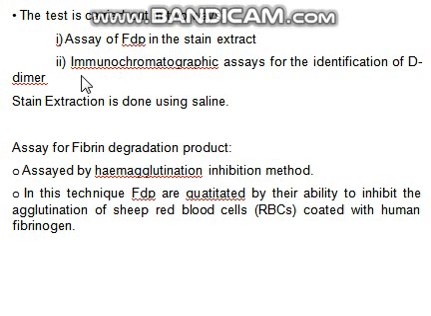The other test that you can go for is the immunochromatographic assay for the identification of D-dimer. Before going through these tests, the first prerequisite for the analysis is the extraction of the stain. The extraction of the stain is done with the help of a saline solution. Once you have extracted the sample, then you can go for the analysis. The first test is the assay of FDP, which is also called the hemagglutination inhibition method.